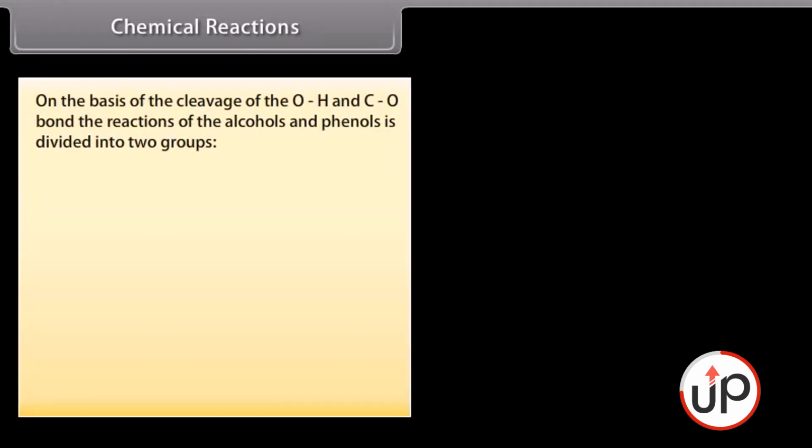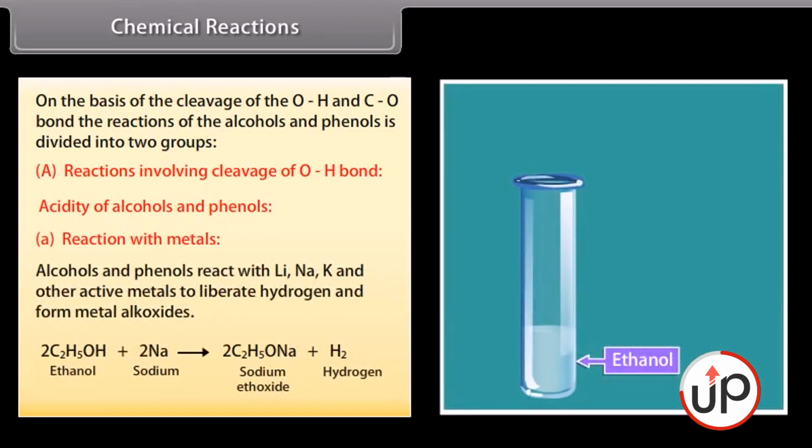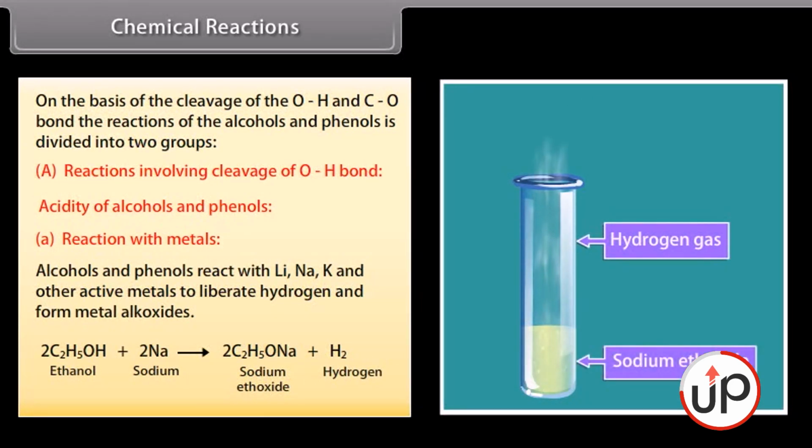On the basis of the cleavage of the O-H and C-O bond, the reactions of the alcohols and phenols are divided into two groups. Reactions involving cleavage of O-H bond, acidity of alcohols and phenols. Reaction with metals. Alcohols and phenols react with lithium, sodium, potassium and other active metals to liberate hydrogen and form metal alkoxides.